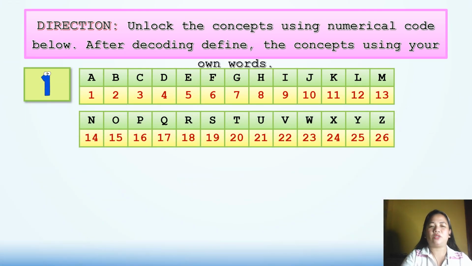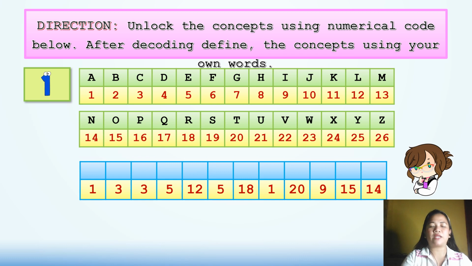Okay, so this is the coded letter. So, i-reveal natin siya. For example, C1. C1 is, anong letter niya? Very good, it's A. What about 3? 3 is C. So, lahat ng 3 ay letter C. Lahat ng 1, it's A. Okay, 5, it's E.